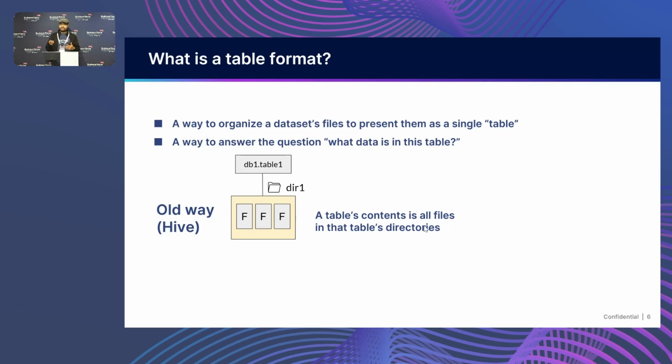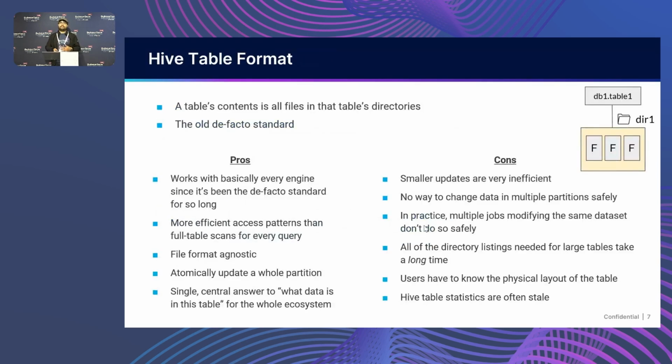But this did come with several problems, and pros. The pros are that this was the best approach they had at the time, and it became the de facto standard. You see Apache Hive tables everywhere. It enabled certain practices like partitioning on the data lake, which was nice, it was file format agnostic, and you could atomically update whole partitions. These were all good things, and it did give us consistency. It gave us one answer to the question of what is the table?